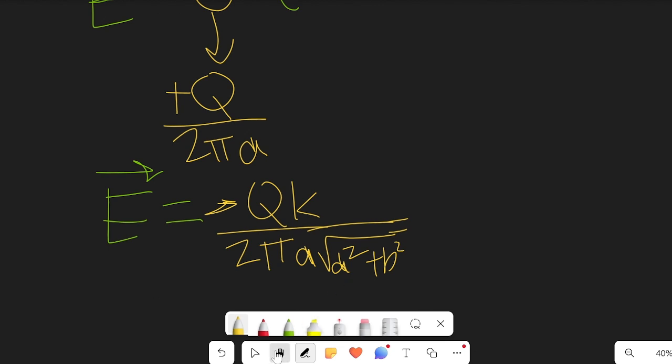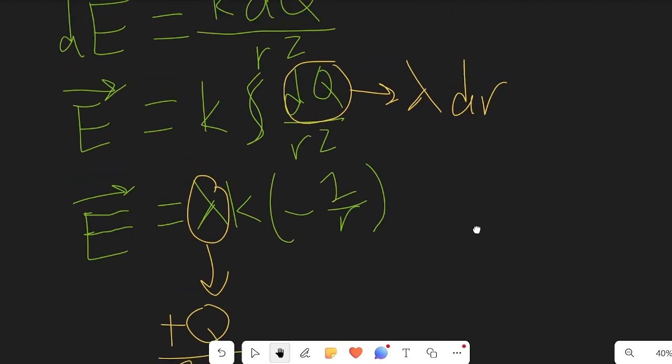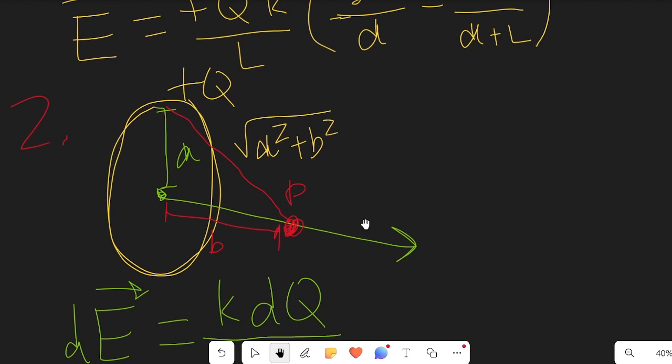As you can see, solving the ring problems is super simple. So this is the idea of infinite charge distributions. And of course, for potential, it's a very similar application. Instead use dV instead of dE.